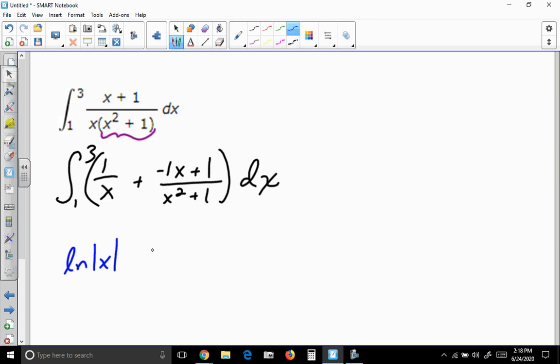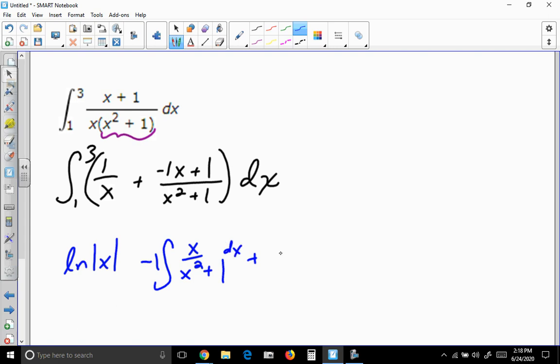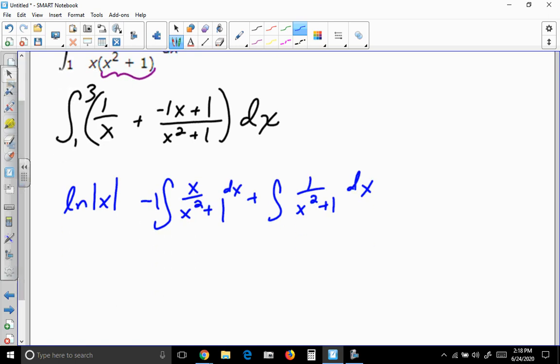So let's separate this. Minus the integral of x over x squared plus 1. Notice I just pulled that minus 1 out front. Plus, and we've got to have a dx, plus the integral of 1 over x squared plus 1 dx. So minus 1 times x over that plus 1 over that. Got two different integrals going on here.